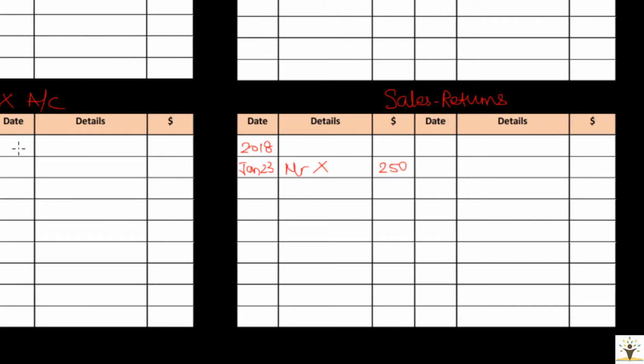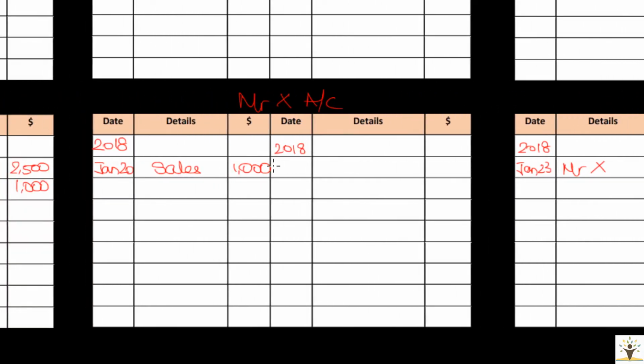Second effect in the Mr. X account, credit side, write down the date Jan 23. Details will be the account that is debited, sales returns account, and 250 in the amount column.